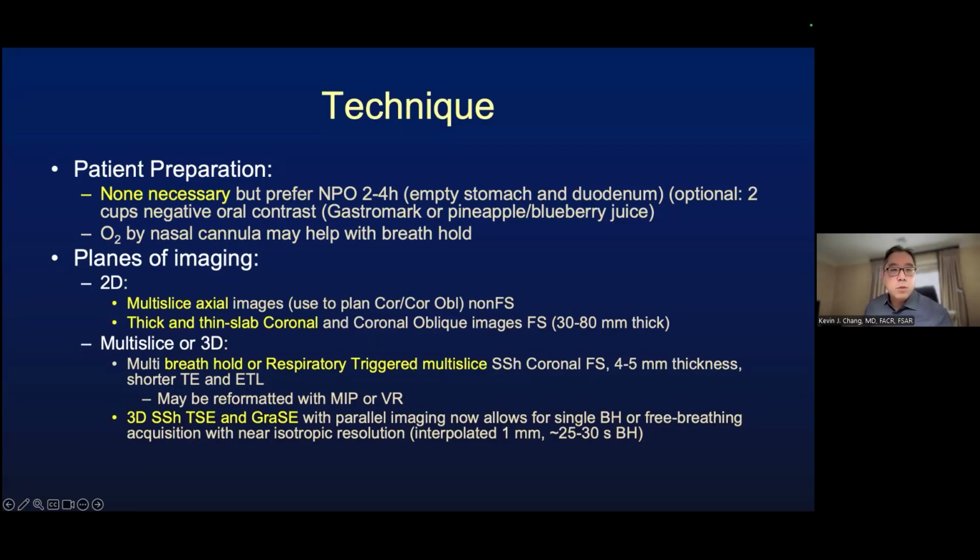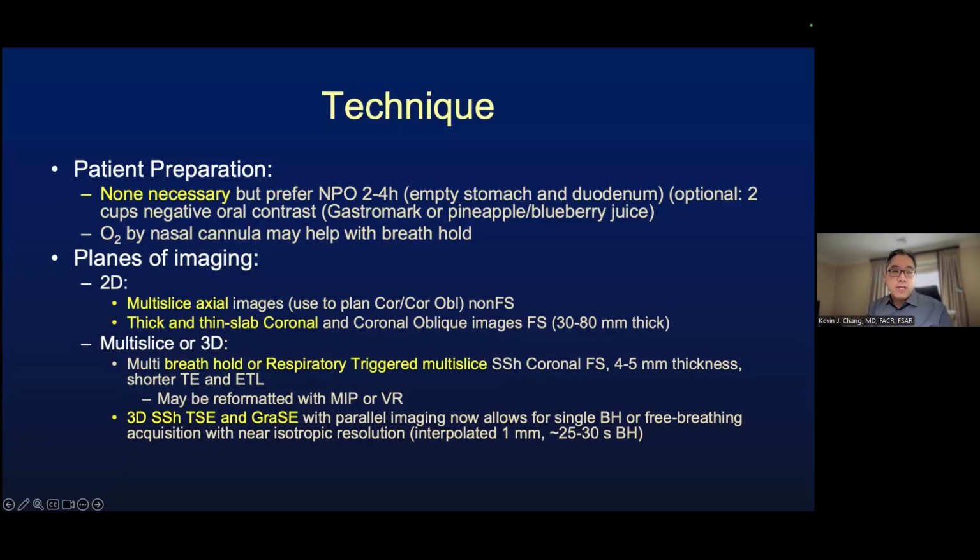And then the planes of imaging, we will usually acquire them in the axial and the coronal planes, although some of the coronal thick slab images can also be acquired using various obliquities to better demonstrate the entire length of the pancreatic duct. We use both multi-slice thin cuts as well as thicker slab images. Some supplementary sequences include 3D pulse sequences that acquire a volumetric volume to better depict the anatomy using thinner cuts.